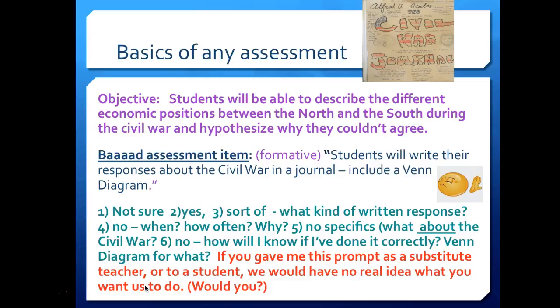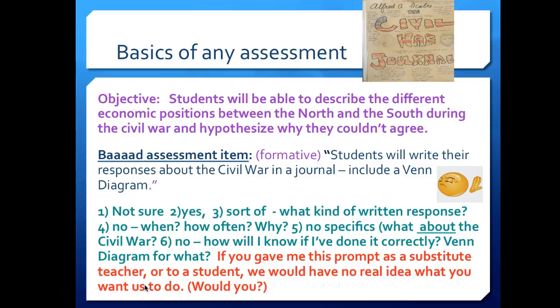The objective is: the students will be able to describe the different economic positions between North and South during the Civil War and hypothesize why they couldn't agree. And if you notice, I've included in that objective both knowledge and skills. They need to know the different economic positions and they need to be able to hypothesize. That skill of hypothesizing, taking data and making an educated guess.